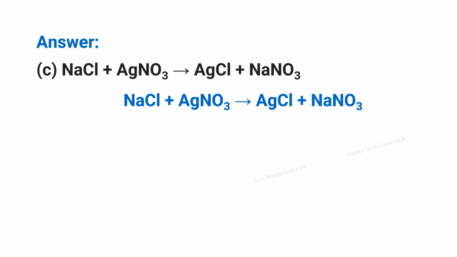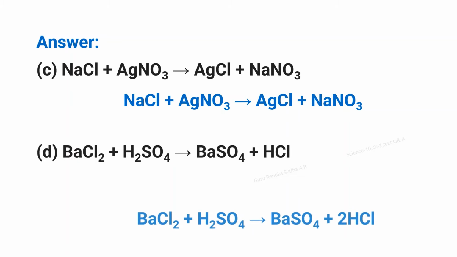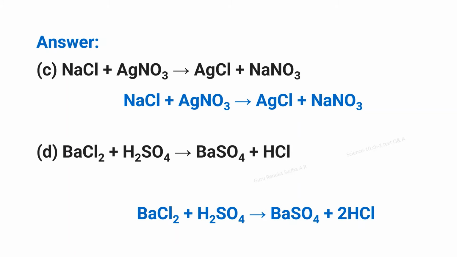And then the fourth one, BaCl2 plus H2SO4 gives BaSO4 and 2HCl. Observe carefully. SO4 is there, Ba is there, Cl2 is there, but on the right side in HCl, the Cl atom is only one. In order to balance that, we have multiplied by a numerical value 2. If you multiply HCl by 2, you get 2 HCl on the product side. Then two atoms of hydrogen are on the product side, so we have to balance the reactant side also.